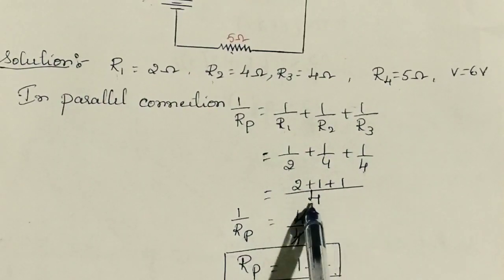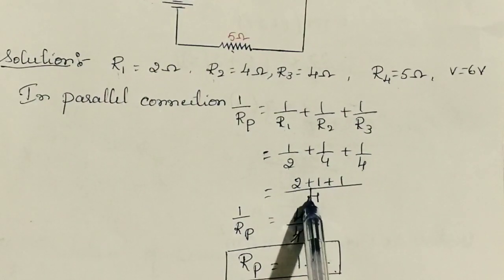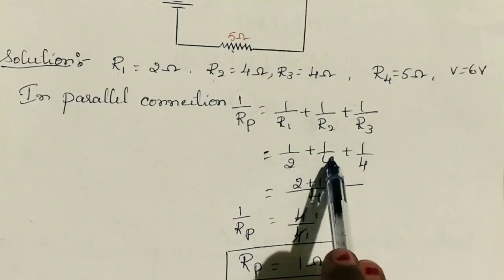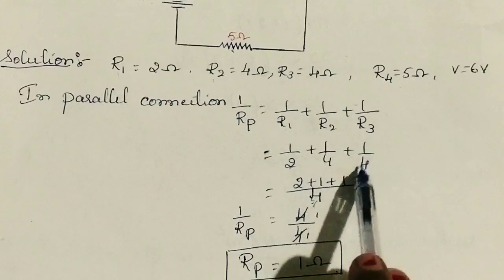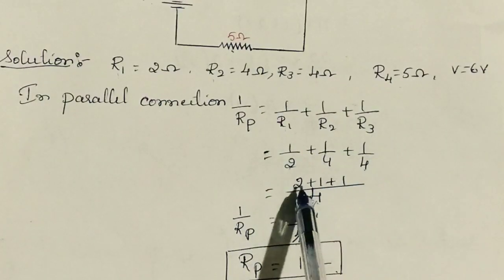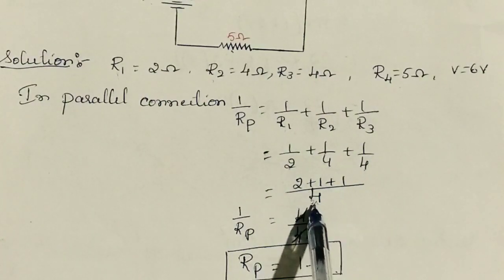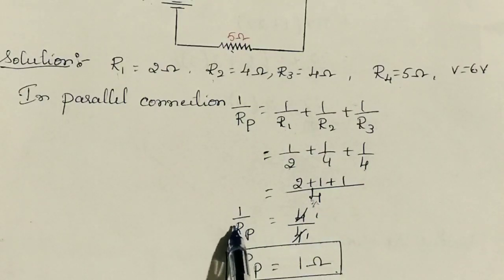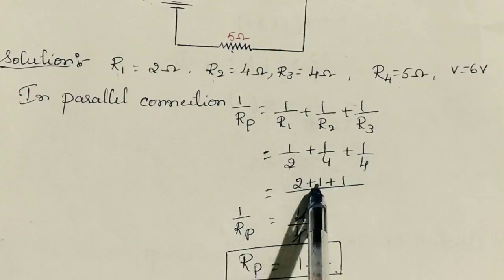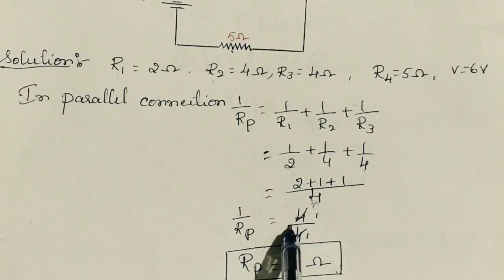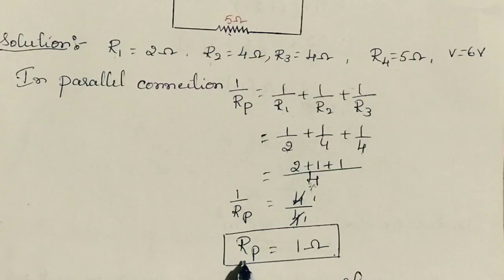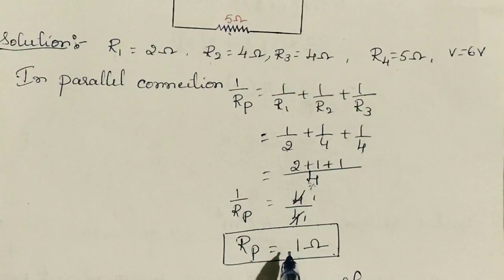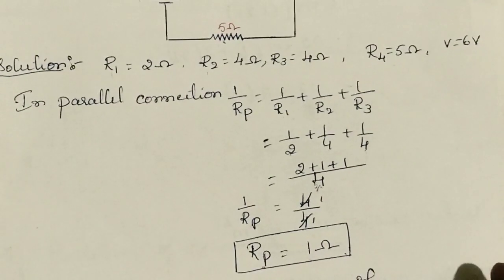So the whole is divided by 4. 2 twos are 4, so 2 into 1 is 2. 4 fours get cancelled, so 1 into 1 is 1. Here also 4 fours get cancelled, so 1 into 1 is 1. So 2 plus 1, whole divided by 4. So 1 by Rp is equal to 4 divided by 4, which is 1. Therefore the total resistance in parallel connection Rp is equal to 1 ohm. So now I have calculated the total resistance in the parallel connection.